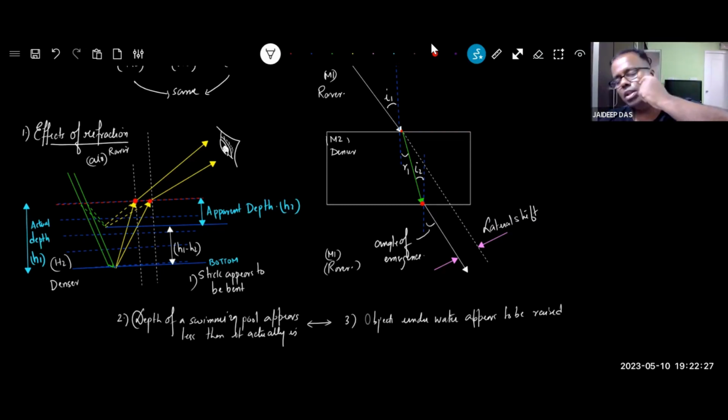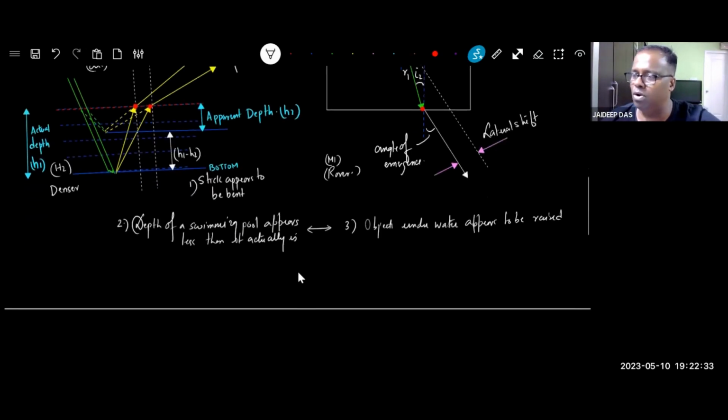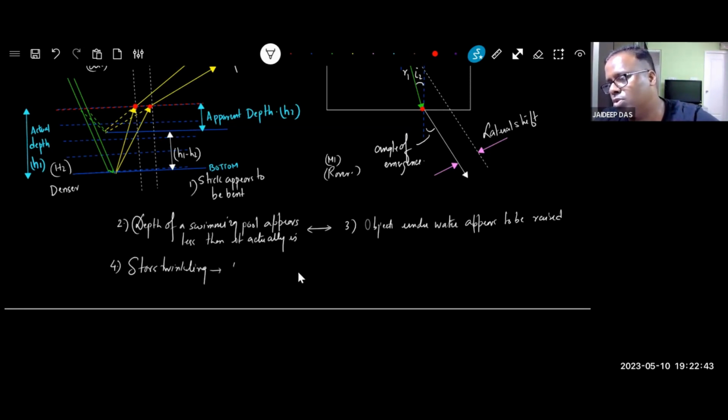You can say the swimming pool's depth appears to be less, so you immediately go and start putting your leg inside it, and then you have a fall. And one more thing which we will read later, stars twinkling. Stars twinkling is also due to atmospheric refraction. That we will learn later, in the chapter Human Eye and the Beautiful World.